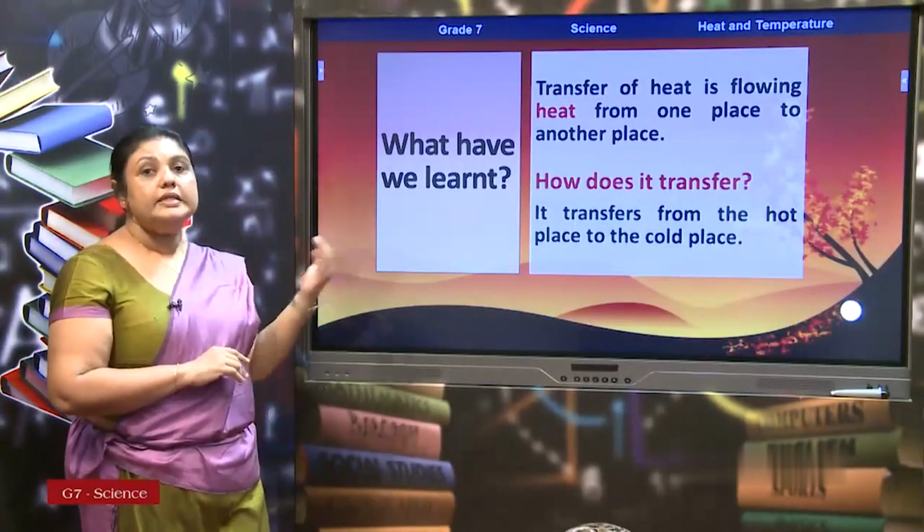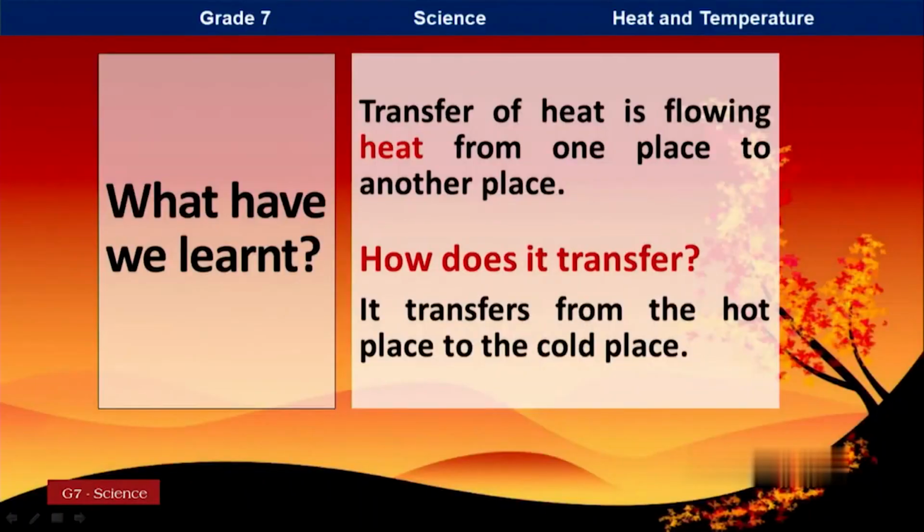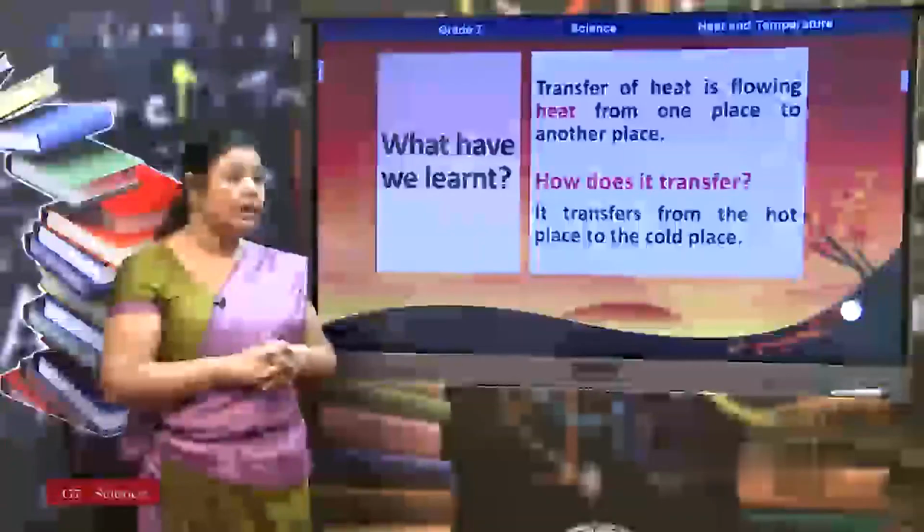Now, we see what we have learned from here. Transfer of heat is flowing heat. What is transferring heat? It is heat flowing, moving from one place to another place. You know, we always talk about transferring food or other goods; transferring means moving. It is moved from one place to another place. So transferring of heat is moving heat from one place to another place.